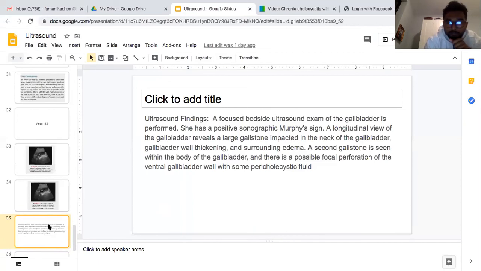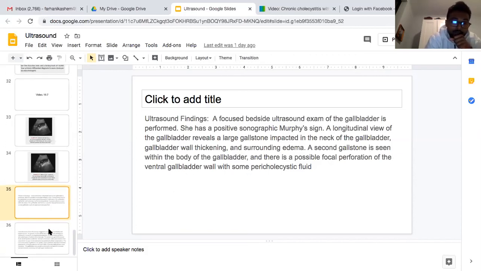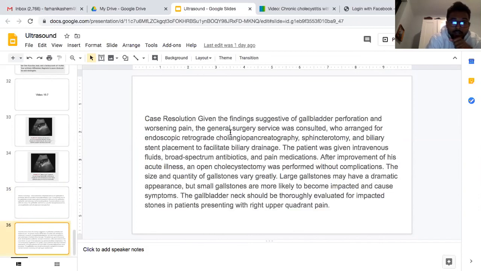And then this is just case resolution. She had a positive Murphy sign. Longitudinal view revealed the large gallstone in the neck, gallbladder wall thickening, surrounding edema. A second gallstone is in the body of the gallbladder. Then there is a possible focal perforation of the ventral gallbladder, which is the same thing as anterior, with some pericholecystic fluid. And then, so what did they do?